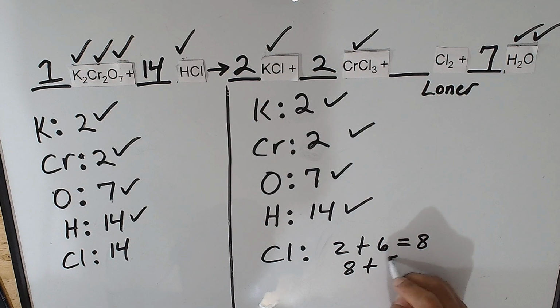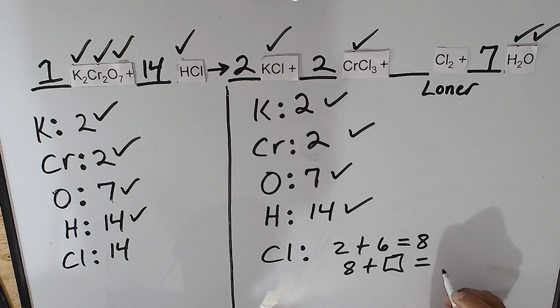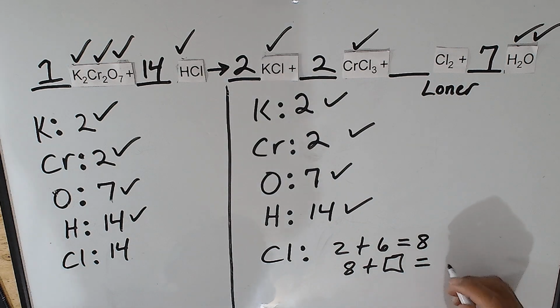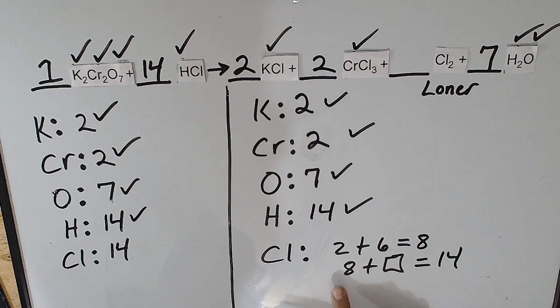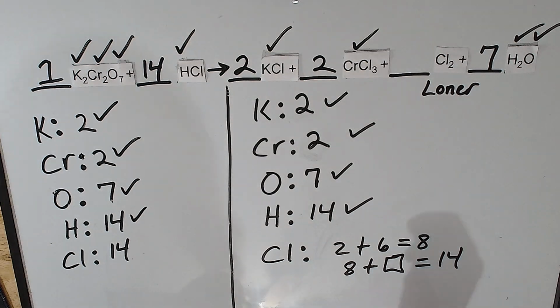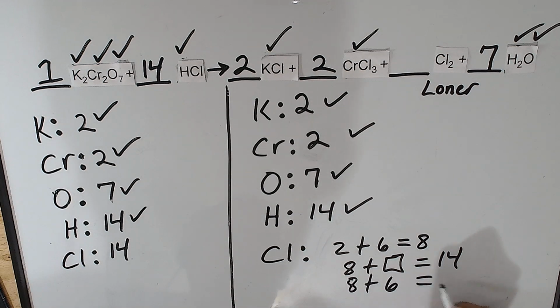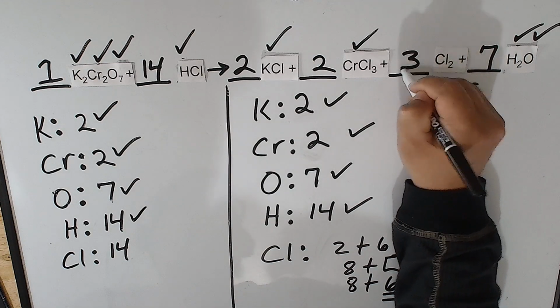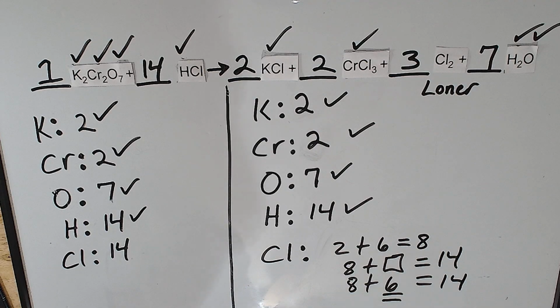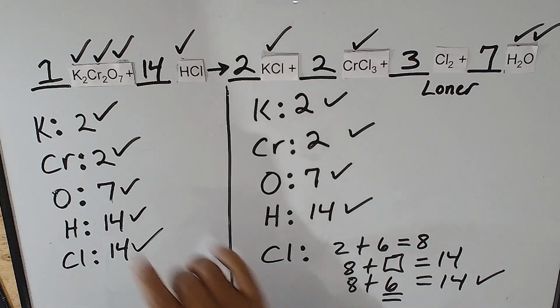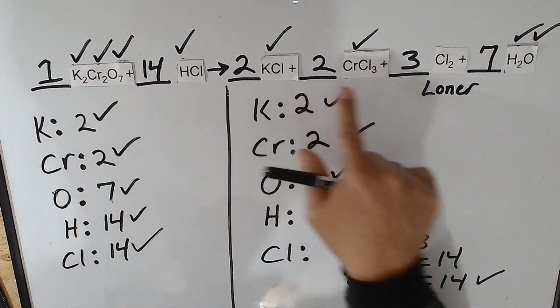8 plus what number will give me a total of 14? So 8 plus 6 gives me 14. I'm not saying that I'm going to write a 6 over here, but I need to have a total of 6 atoms. So if I write a coefficient of 3, 3 times 2 is 6. So at that point, everything is balanced. So you should have 1, 14, 2, 2, 3, and 7.